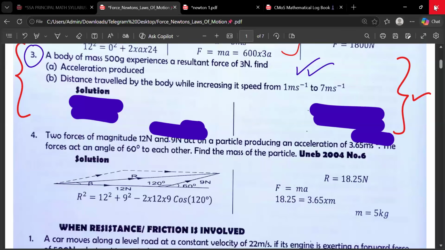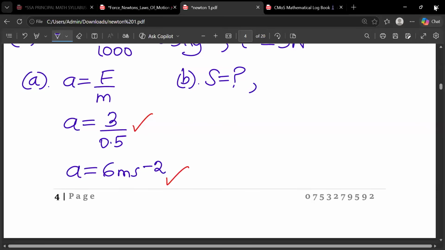Traveled by the body while increasing its speed from 1 to 7. So I come, 1 to 7. So that means U is the 1 also, in meters, like that. 1 to 7. Then this side, that's where I'm having the 7, like that. Are we together? Then what next? I go back.